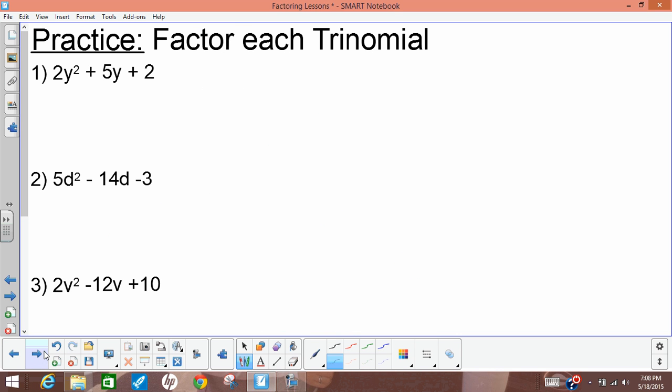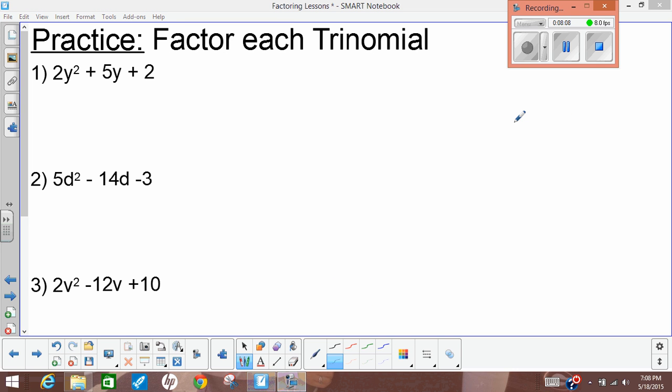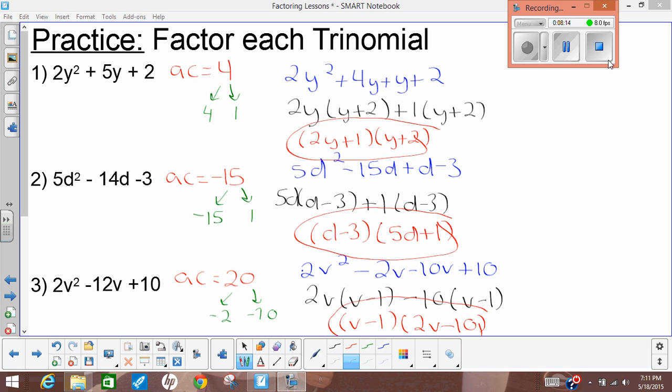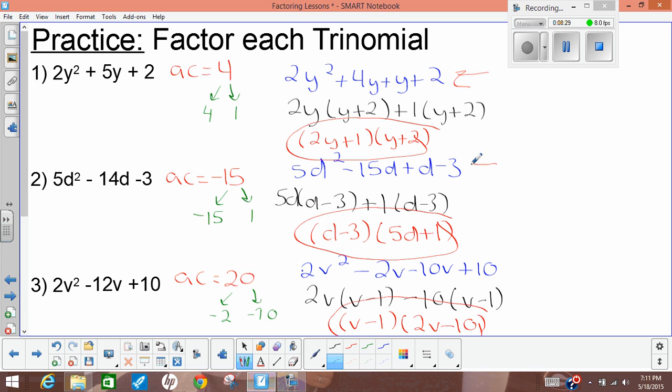So go ahead and pause here and try these three. Take your time. Start by multiplying the number that is A times the number that is C. So go ahead and check your work here. I showed all my ACs, and then I showed my factors that I was going to use to rewrite the trinomial in each of these.